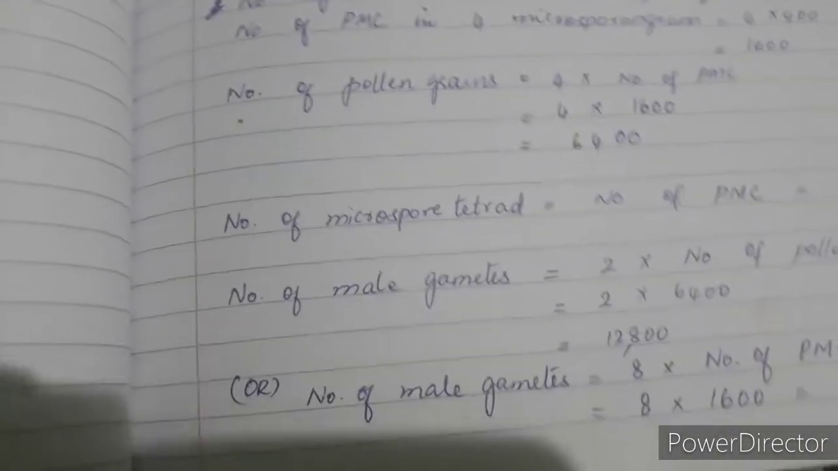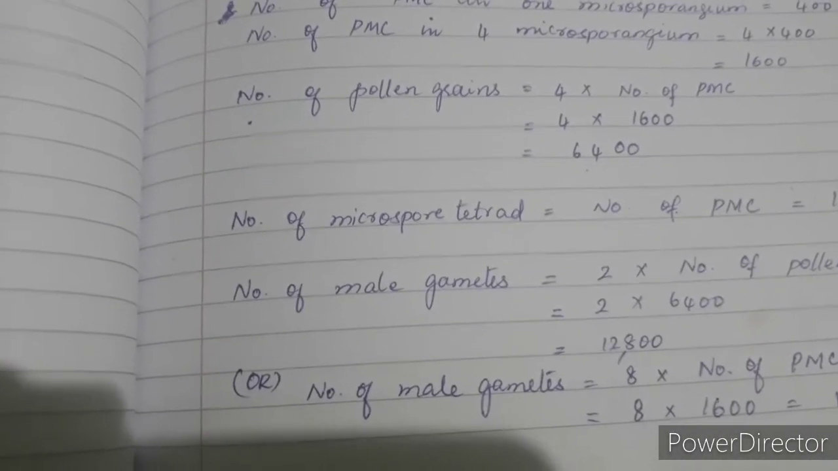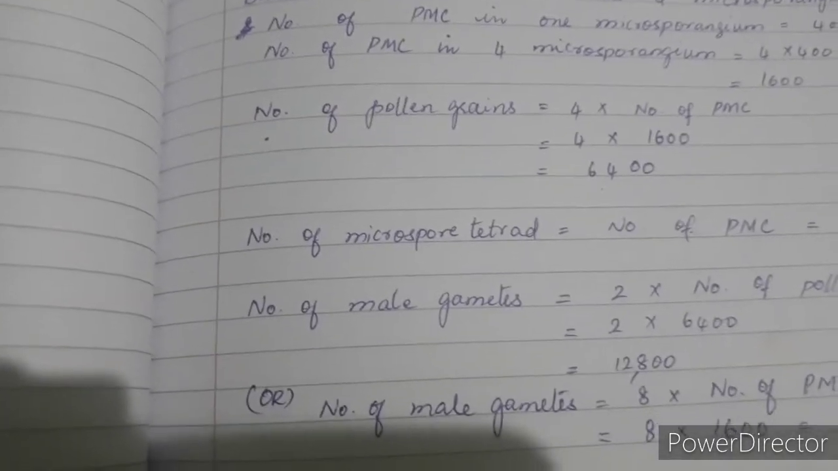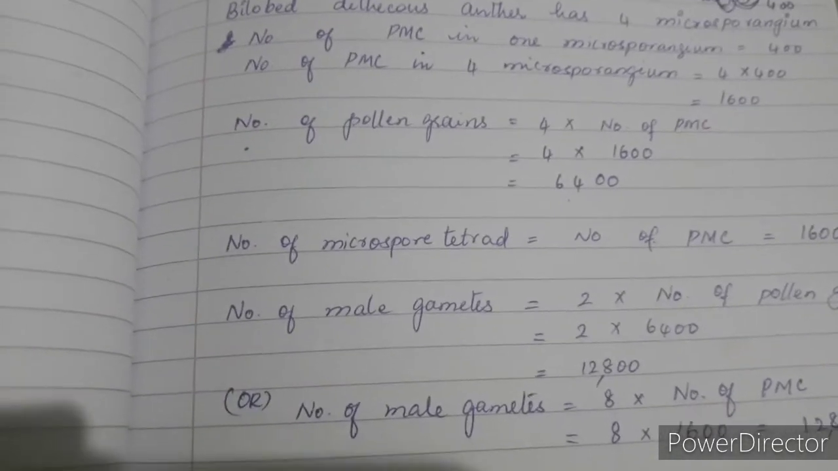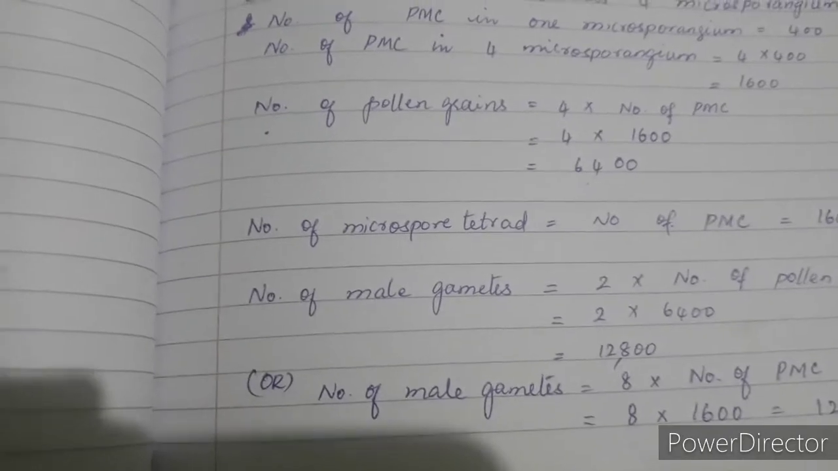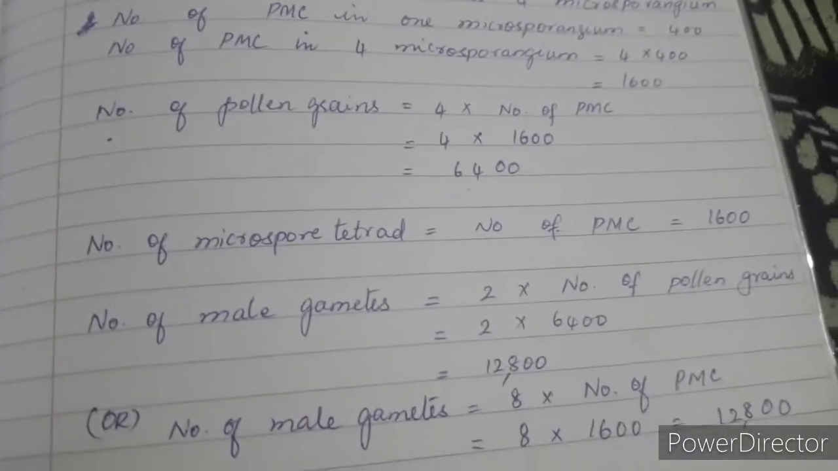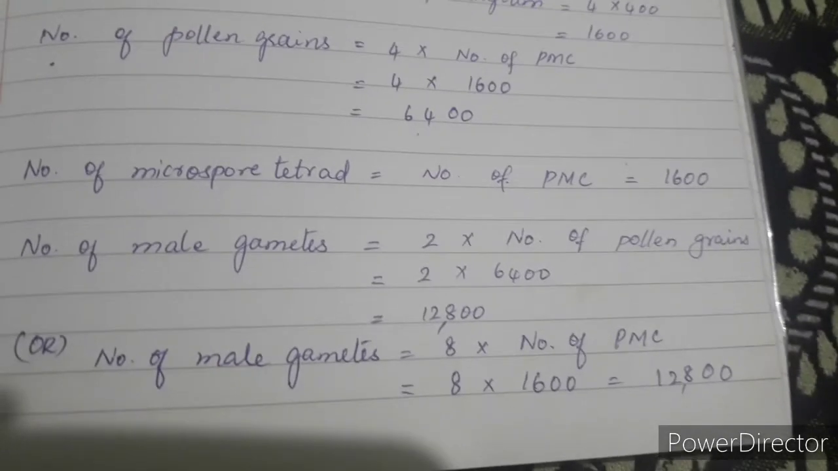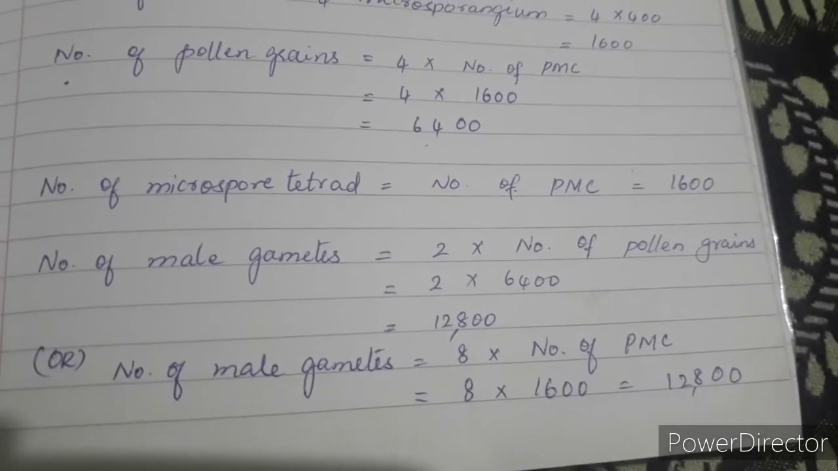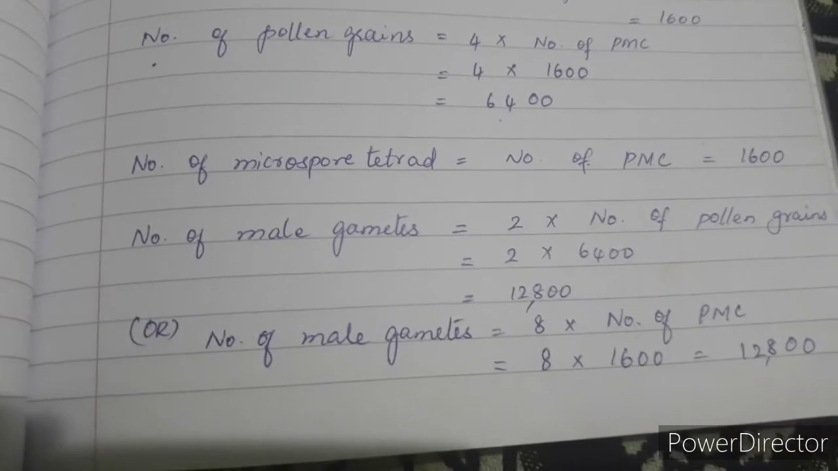Now the number of microspore tetrads. Tetrad means 4 microspores being held together by a callose layer, isn't it? After meiosis of the PMC, that is what we get. So the number of tetrads is going to be equal to the number of PMCs, the same number as pollen mother cells. How many male gametes do we get?